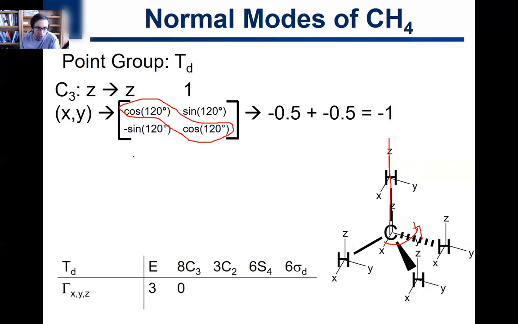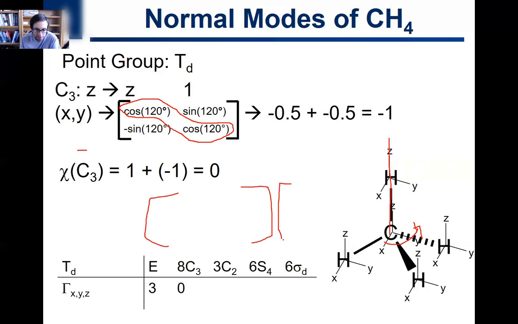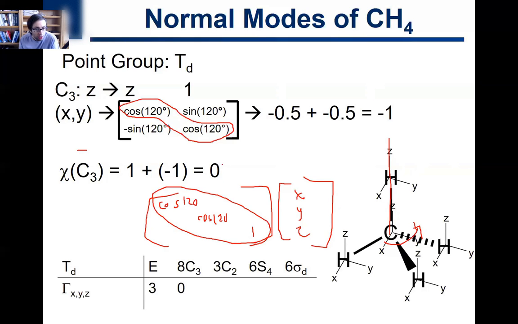So your total transformation matrix would be larger than this. It's going to be basically all of these, because you have X, Y, Z. So this is your transformation matrix for X, Y, Z for C3. You're going to have a 1 there, and then you have a cosine 120 and a cosine 120. And so when you take the trace of that, that will get you 0. In other words, I split it up into 2 parts here just so we can see it easier.